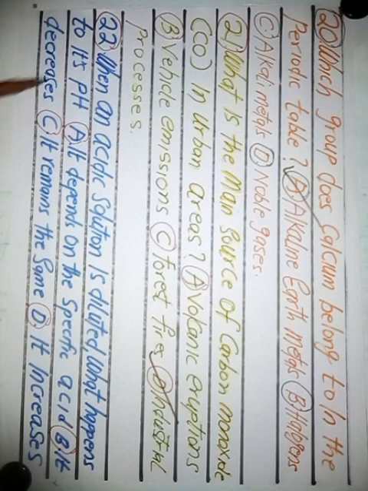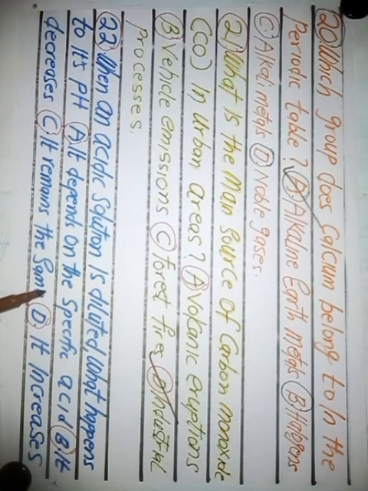So when an acidic solution is diluted, what happens to its pH? A, it depends on the specific acid. B, it decreases. C, it remains the same. D, it increases. So look at this question very well.